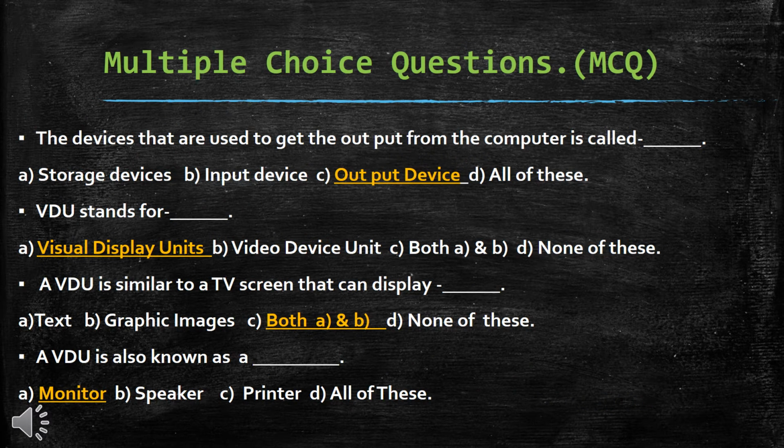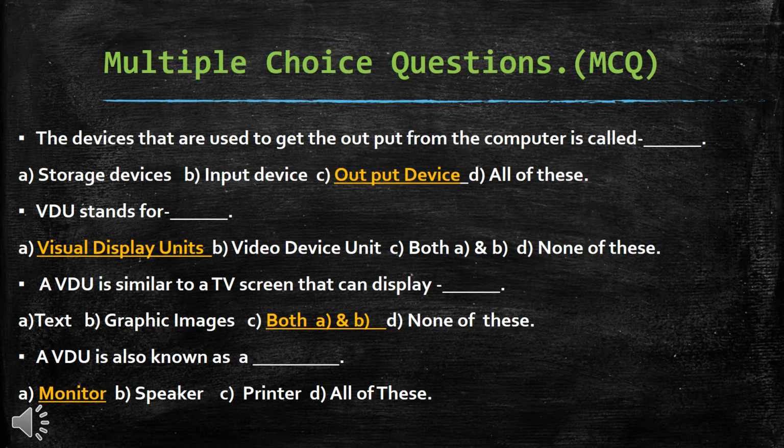The device that is used to get output from the computer is called dash. Storage device, input device, output device, all of this. The answer is output device. VDU stands for dash. Visual display unit, video device unit, both A and B, and the last option is none of this. The answer is visual display unit. VDU stands for visual display unit.